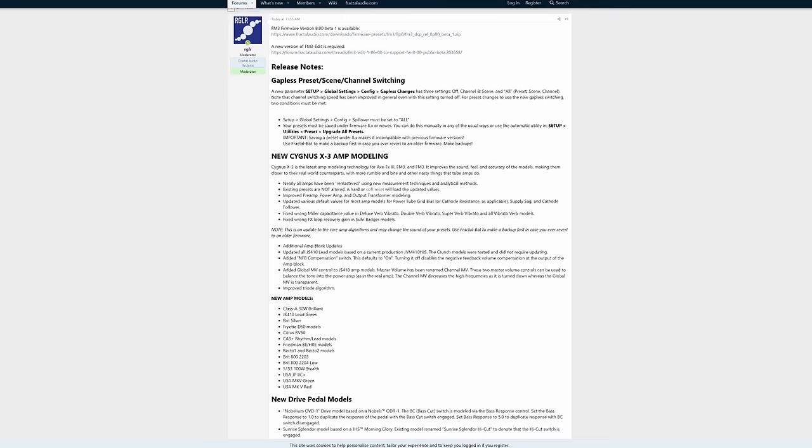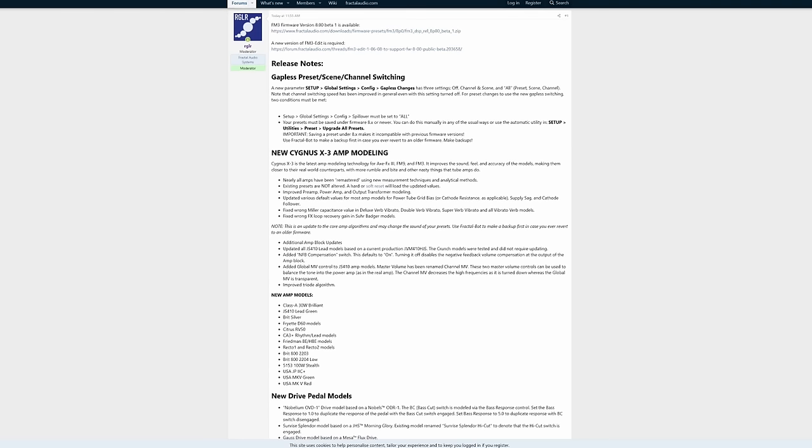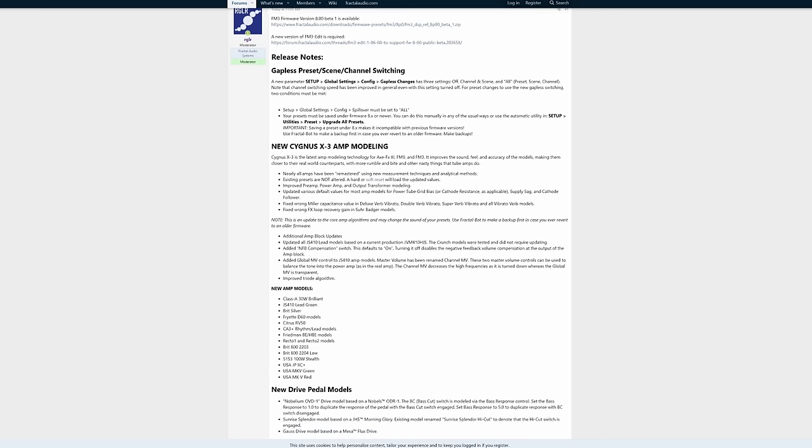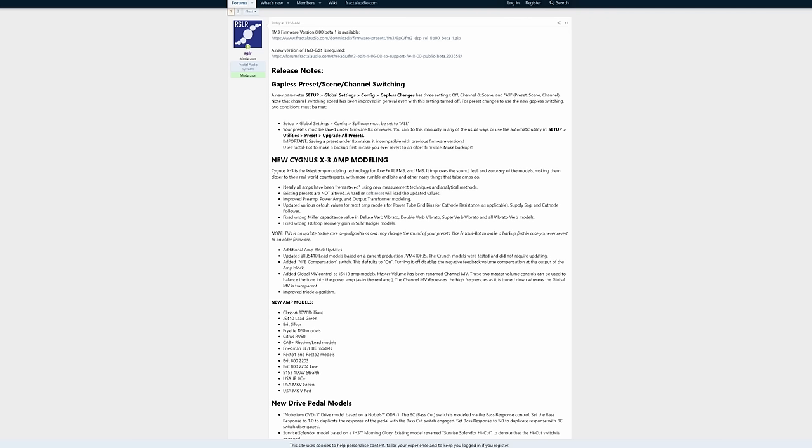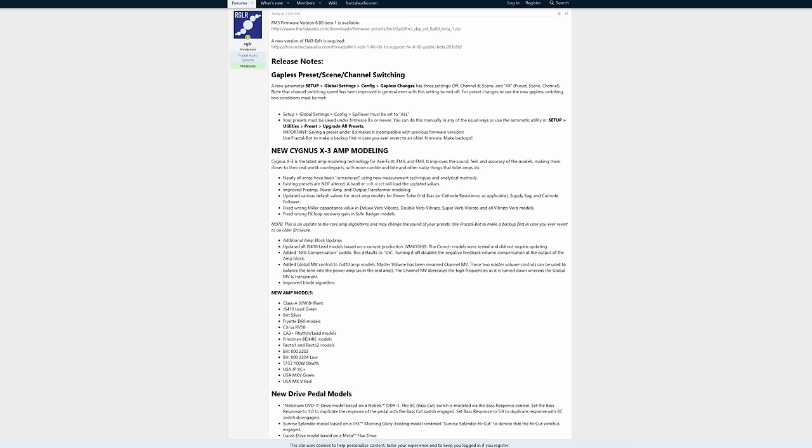Now the Fractal FM3, which is their cheapest entry level modeler, has about half the processing power of an FM9 and less than half of an Axe-FX 3. But because we've got the gapless preset scene switching, you can switch between four different amps in one preset. Not only that, you could switch over to another preset with no gap. So you could have endless combinations of amplifiers. There's no dual amp capability in the Fractal world with the FM3, but I've not found that to be a limitation because the amp modeling itself is so good. So yes, gapless preset, scene and channel switching, which is great news.